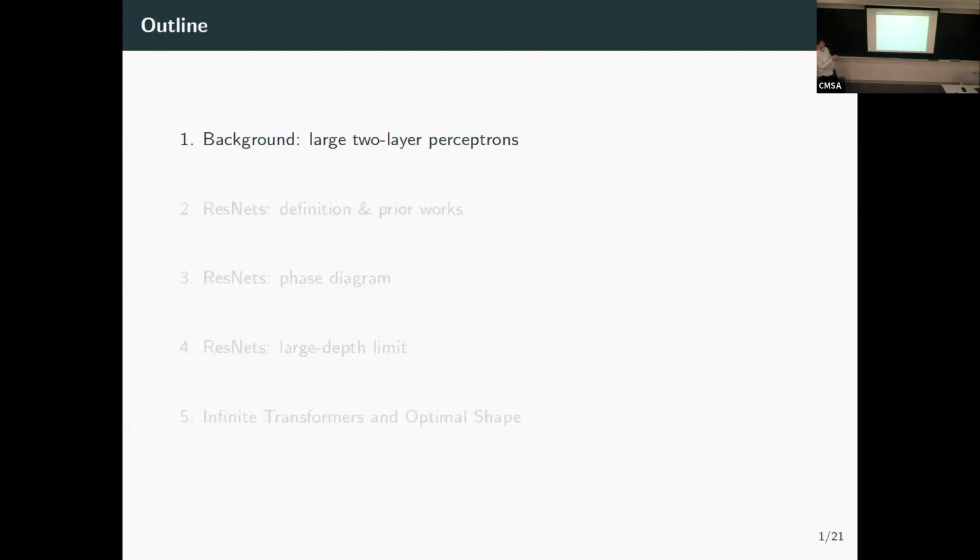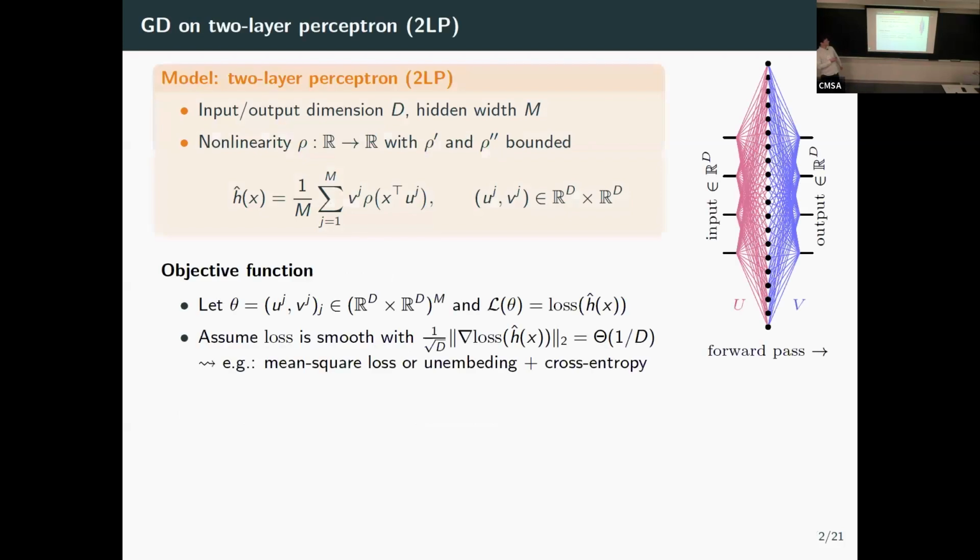So before we dig into ResNets and all this program, I want to derive the story for the two-layer neural network case. Because as we will see, once we have understood two-layer neural networks, we are almost halfway towards understanding transformers, because there are a lot of phenomena in common. So let's start with this setting.